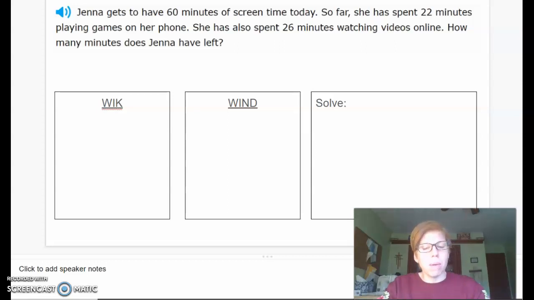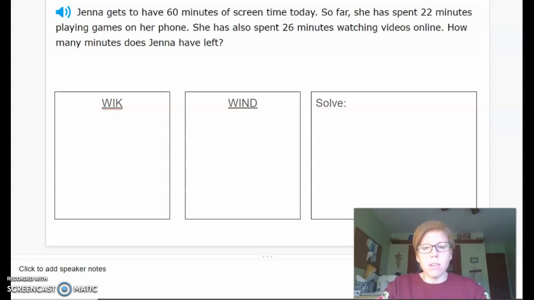So if you were doing this word problem by yourself, you could follow the Recubes word problem method, where you could reread the problem again. You would circle the numbers and labels. You would underline the question. You would box in operation words. You would do the wick and the wind, and then you would solve it. Today we're just going to focus on the wick and the wind.